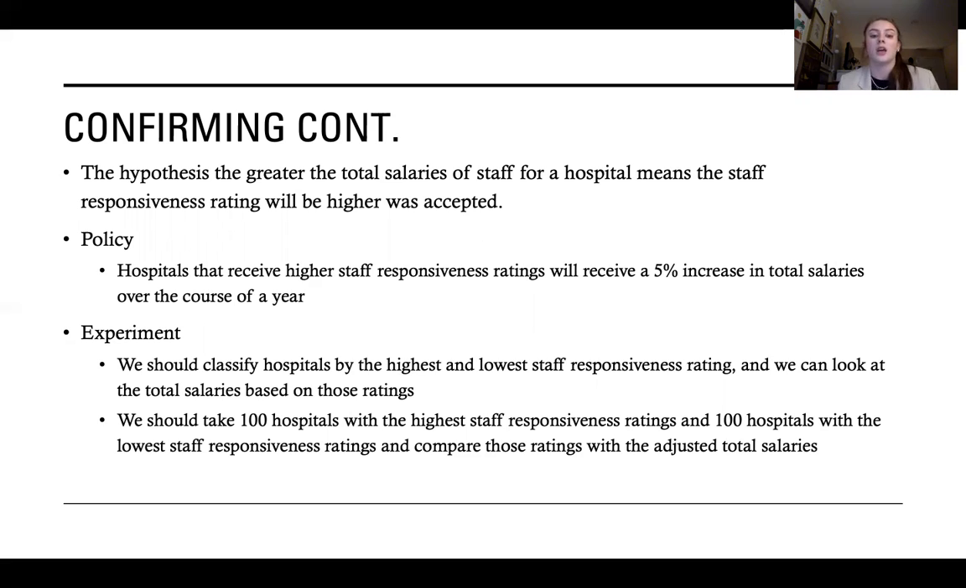We can analyze how much a certain staff member is making and how that is affecting the responsiveness of our staff, like how people are rating how timely our staff is. And then we should take 100 hospitals with the highest staff responsiveness ratings and then 100 hospitals with the lowest staff responsiveness ratings and compare those ratings with the adjusted total salaries of the hospital, or the total salaries of that hospital.